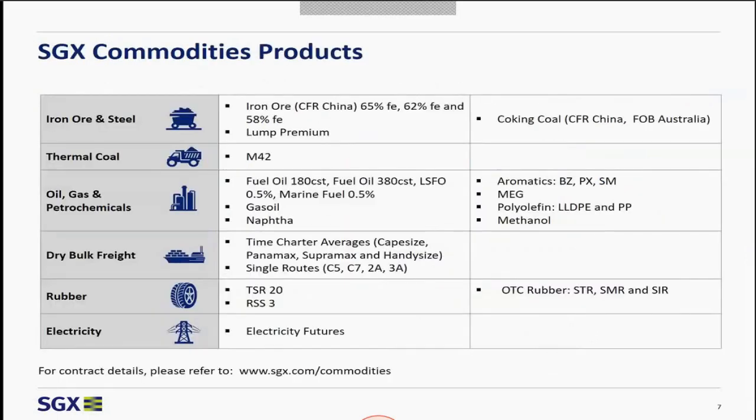SGX's commodities products can be broadly classified into these 6 broad categories. We have the world's most actively traded iron ore market outside China, where we trade an average of 12 million metric tons of iron ore a day. For more information on SGX commodities products, you may visit our website.